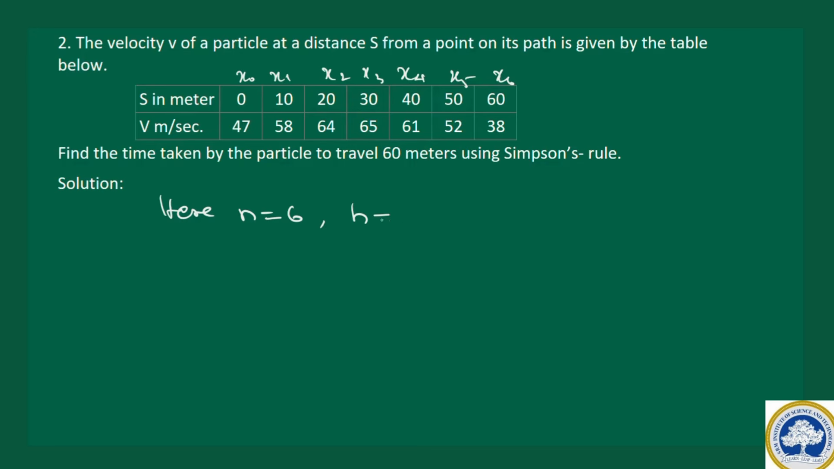And moreover, here we need the value of h. What is the value of h? The interval length of x. So here it varies in 10. Okay, so h is 10. That is, the interval length is 10 here. So we can take h as 10.